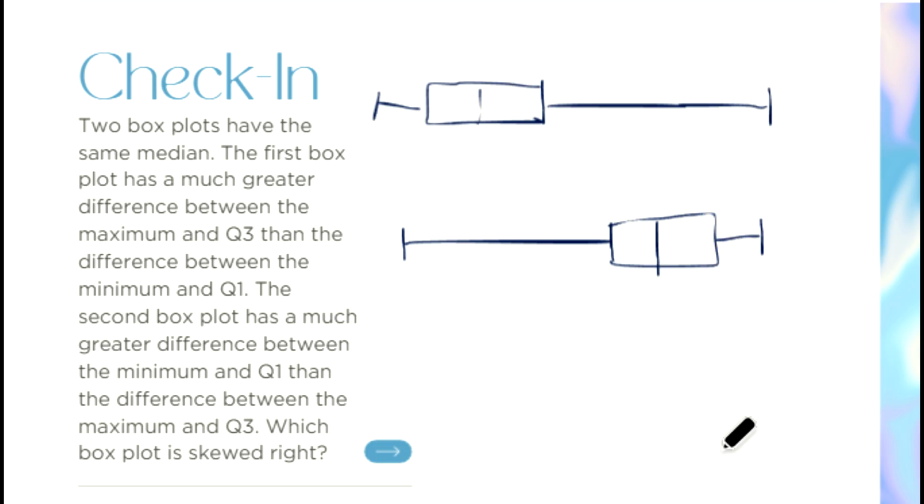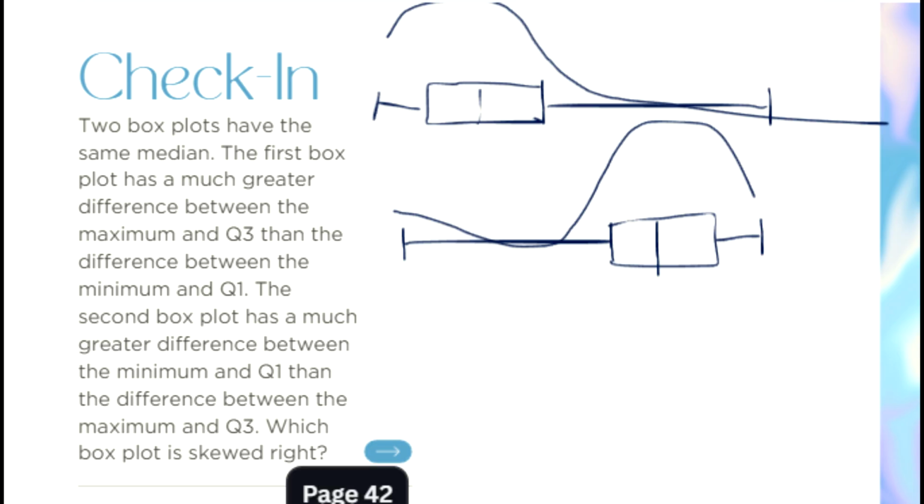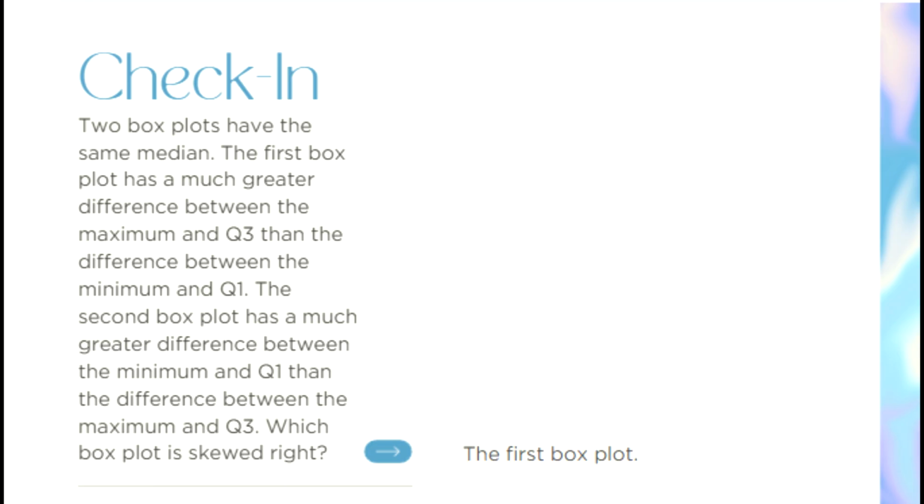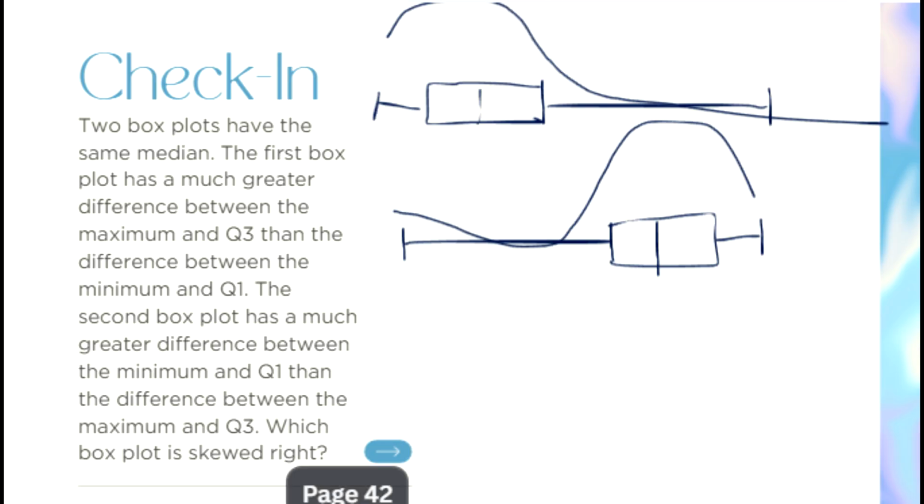Which box plot is skewed right? Wherever the box is where the dinosaur's head is, and then we go down to the tail. Which one is skewed right? The tail is the only thing that matters, so it's the first box plot. This one is skewed right.